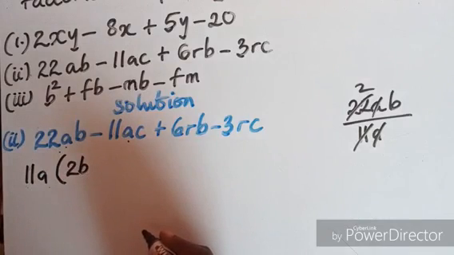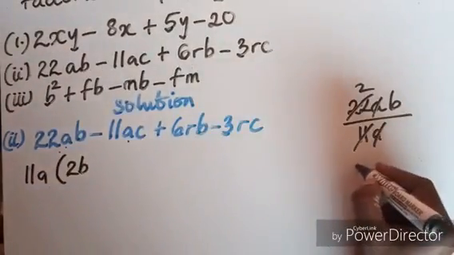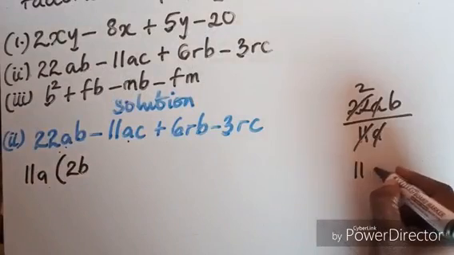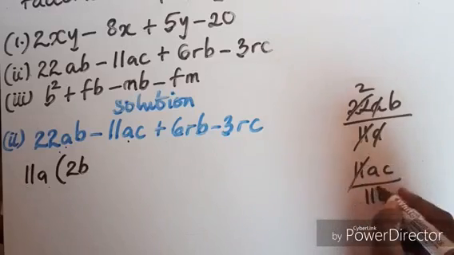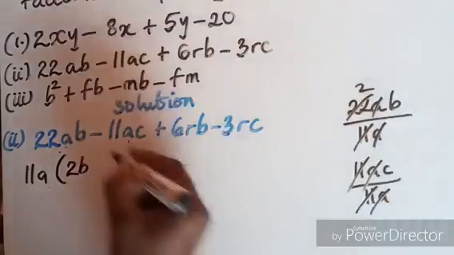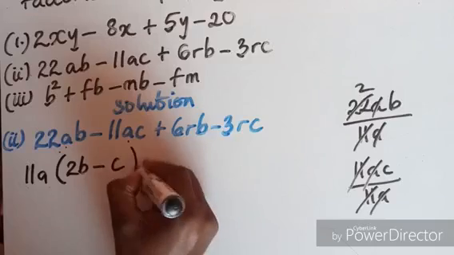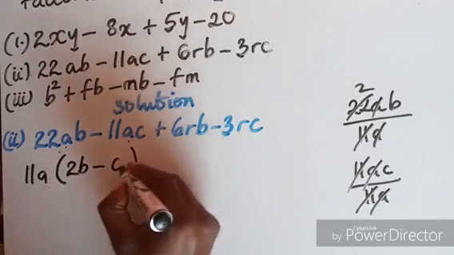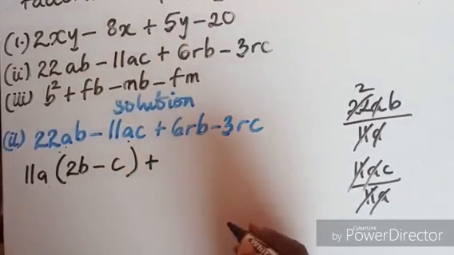Good. Then 11A will go into 11AC. This is it. 11AC divided by 11A. Okay, 11 cancels 11, A cancels A. I'm left with C. And the operation sign here is what? Minus C. I close this. I said always in between one bracket to the next, let there be a positive sign.